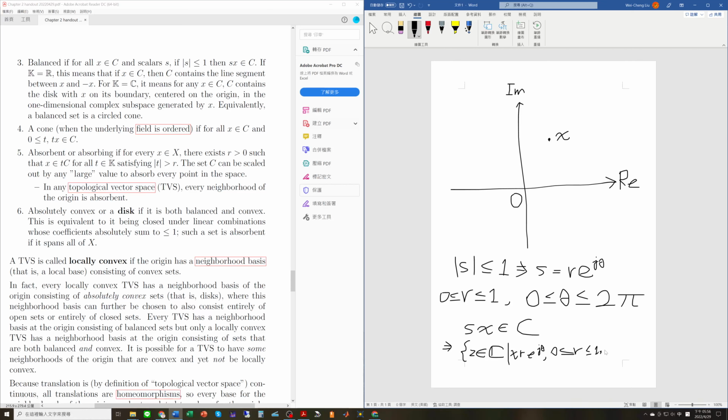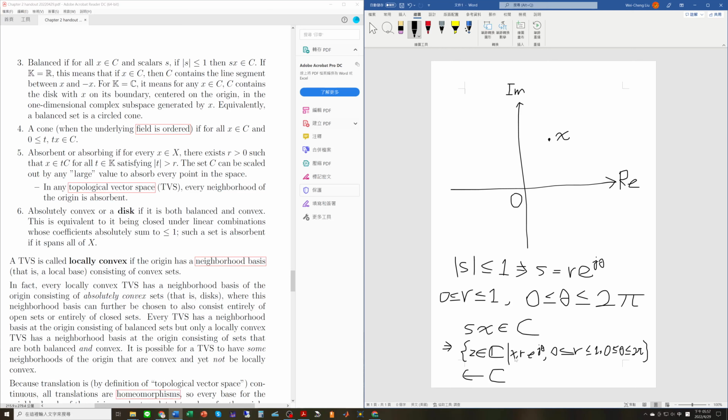And 0 is smaller than or equal to θ, and θ is smaller than or equal to 2π. So this set is in the set C. So what does this mean?